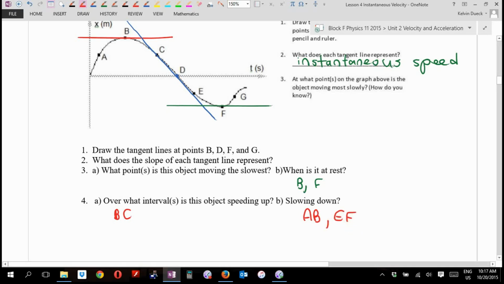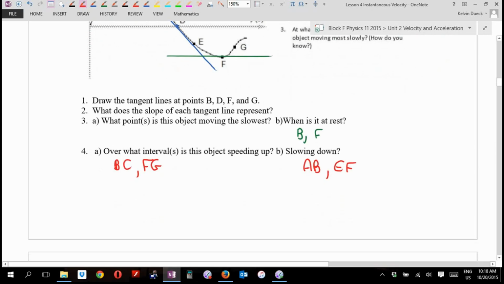Can you find me another section where it's speeding up, where the steepness is increasing? I'm not sure. I think maybe, but I need numbers. There's one that is definite, it seems to me. Yeah, I think FG. It's okay. It's trickier now. There's curves. Next page.